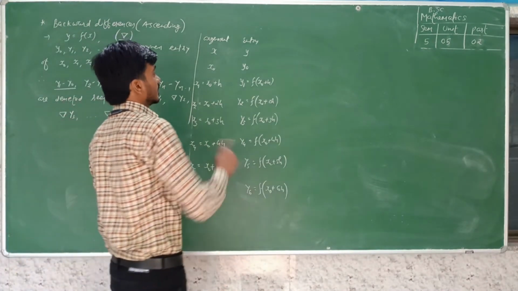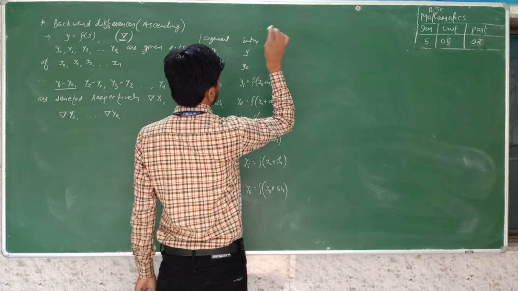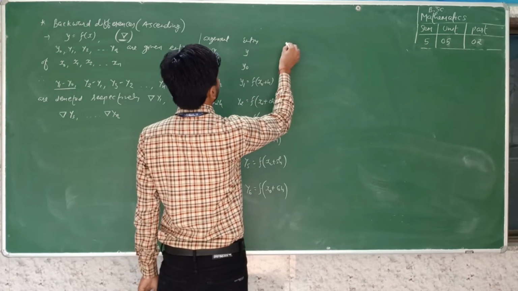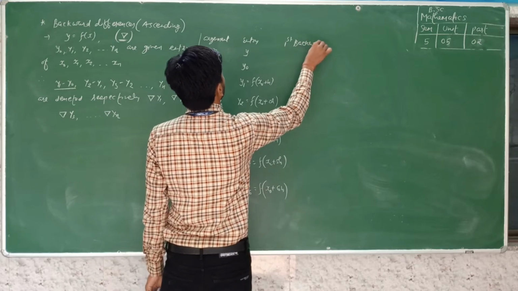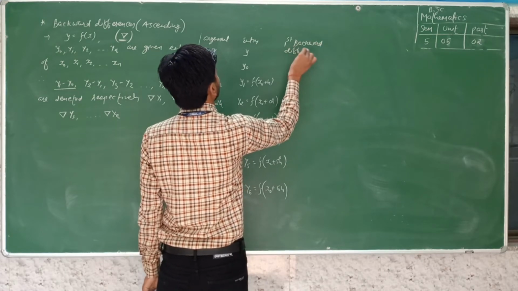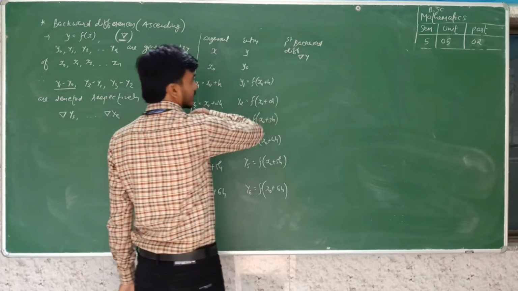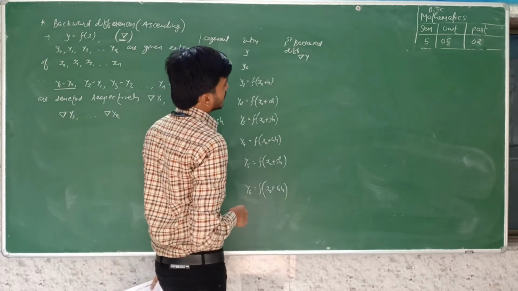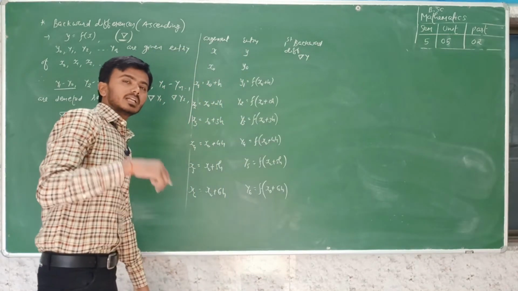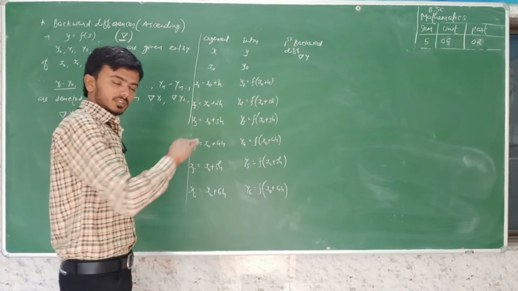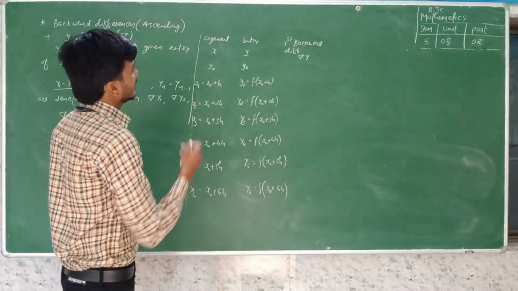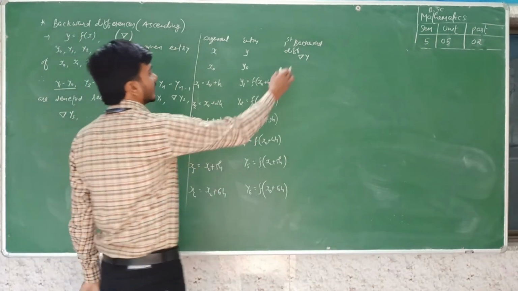Now, as we saw in the previous lecture, the first forward difference is the same as, here, the first backward difference. The first backward difference is written as nabla y. The forward difference is delta y, the second forward difference is delta square y, and the third forward difference is delta cube y. In the same way, the first backward differences are nabla y.